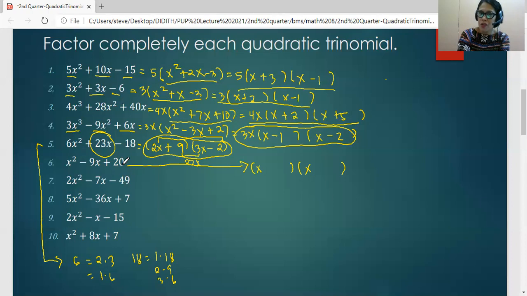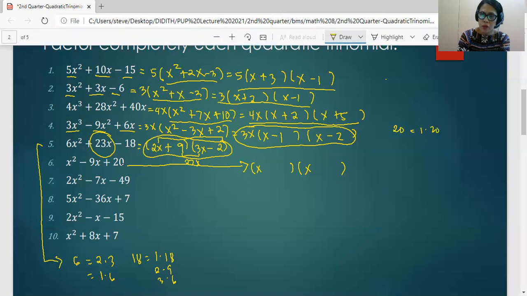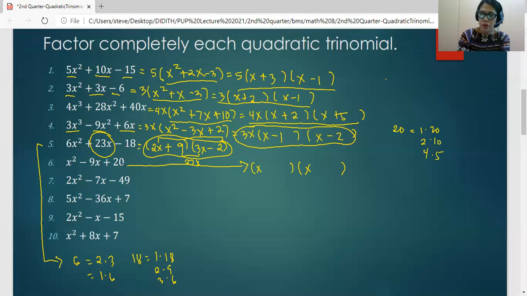So, we will be considering a pair of negative numbers. Now, from 20, which among the pairs of factors of 20 would lead to a sum of 9? So what are the factors of 20? We have 1 and 20, 2 and 10, 4 and 5. Among these pairs of factors for 20, 4 and 5 when added equals 9. So we're looking for 4 and 5, and both must be negative.